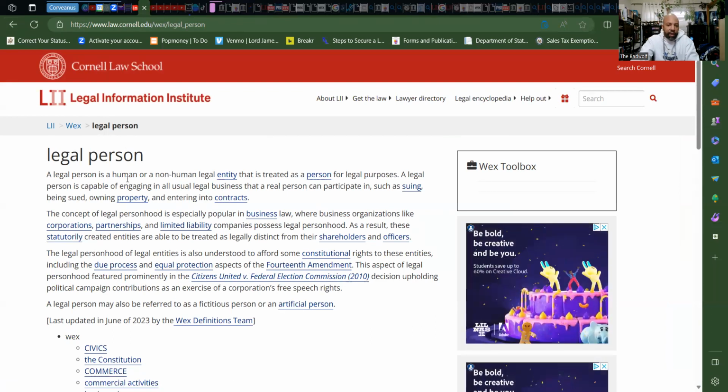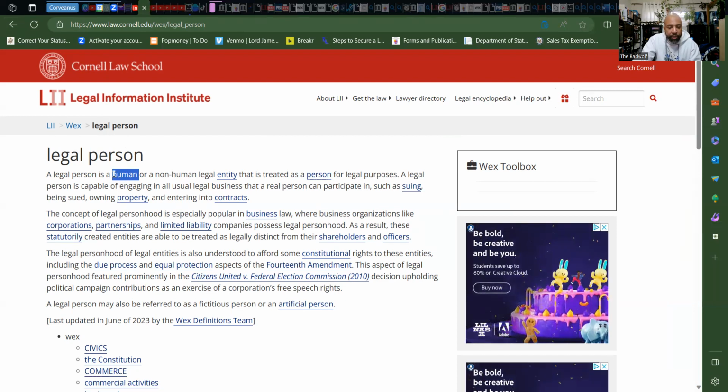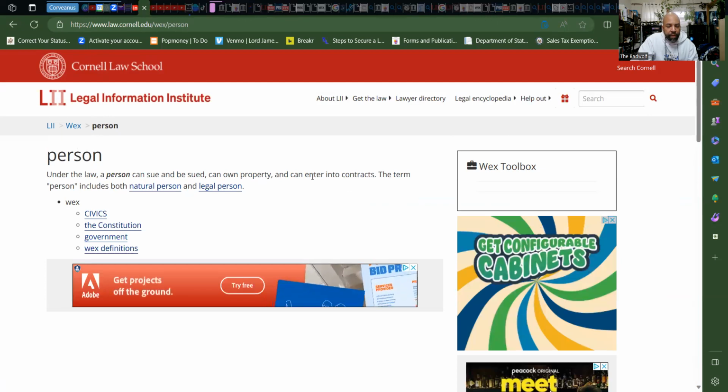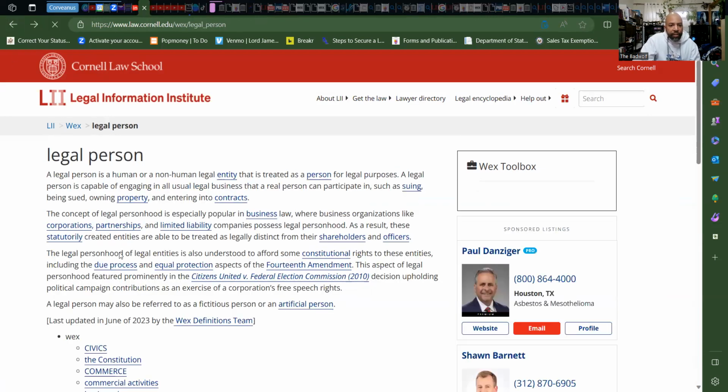A legal person is a human. What? So here they're trying to mix it right here. So let's see if we can find a subterfuge. A legal person is a human or non-human legal entity that is treated as a person for legal purposes. So let's see what they have definition of purpose. So here, the subterfuge is this.